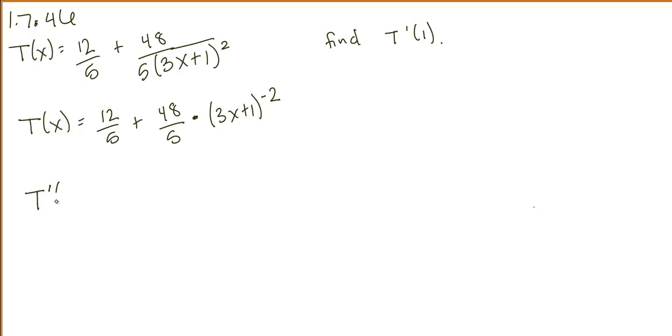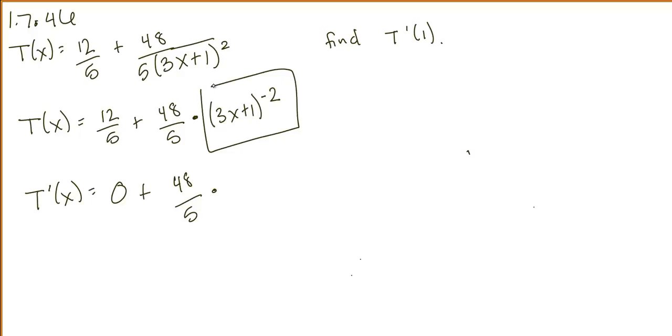Now to find the derivative. First, the derivative of a constant. The derivative of a constant is 0. Plus, now my coefficient I can just pull out, I don't have to worry about it. Now for this piece right here, I need to use the general power rule, or the chain rule.